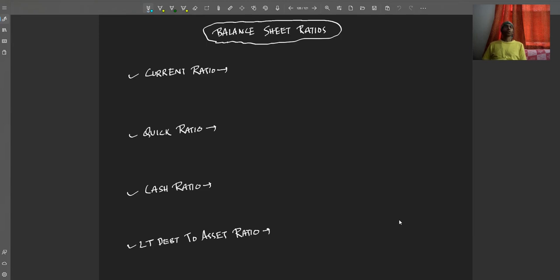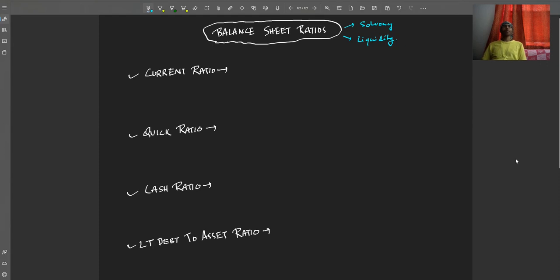Balance sheet ratios. So friends, balance sheet ratios help us understand two things pertaining to a company. One is its solvency and other is its liquidity. Now, current ratio, quick ratio and cash ratio, these are basically measurement of liquidity of a company. Liquidity means what? They basically indicate how well positioned a company is to meet its short-term liabilities or short-term expense requirements basically.